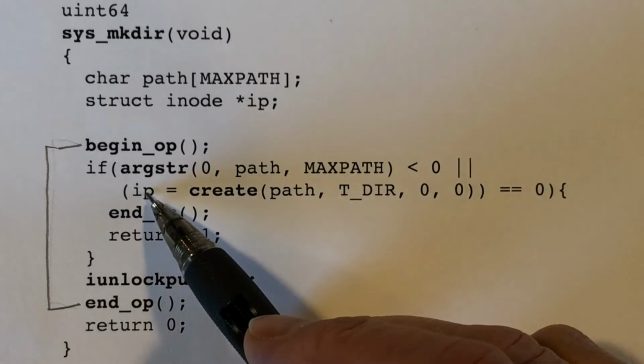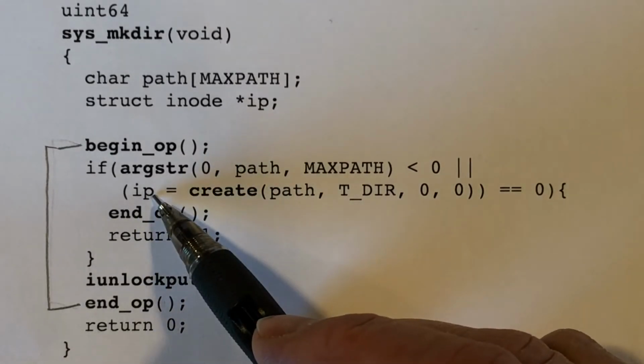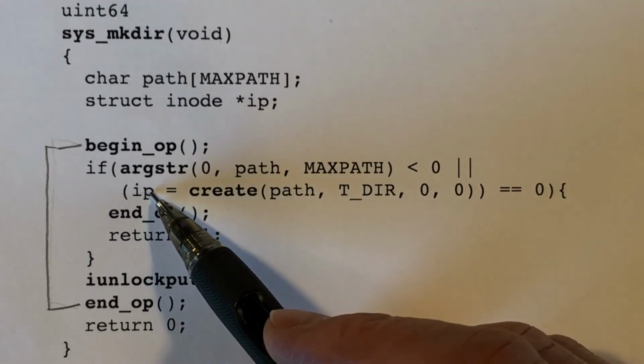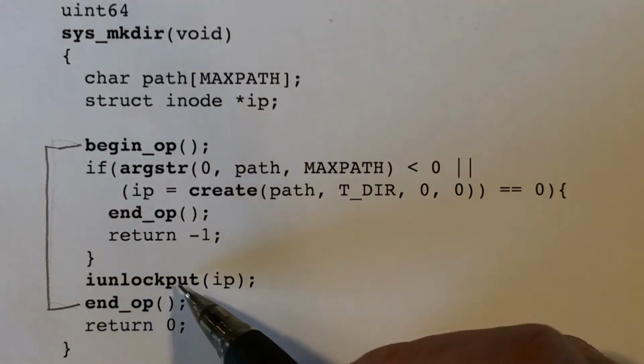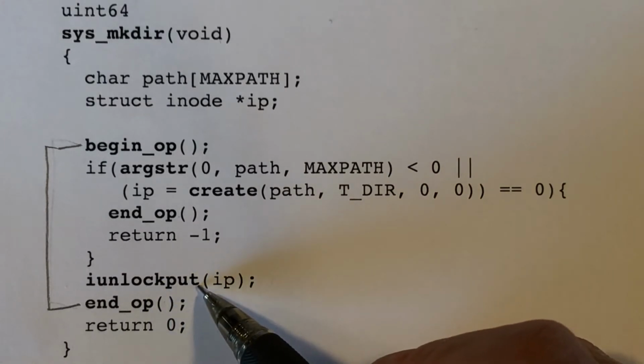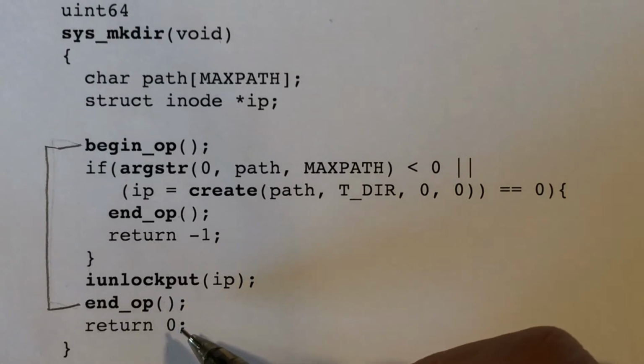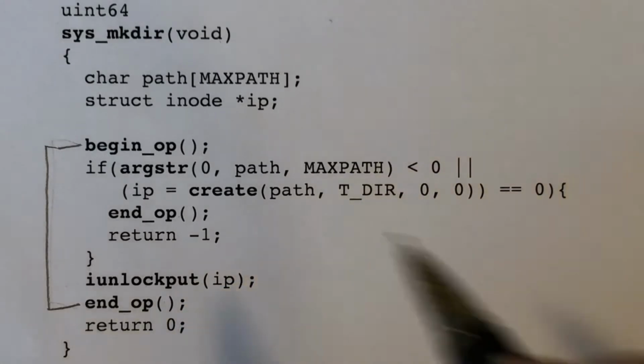But if it's succeeded, well, we don't really need to do anything more. So we have locked this inode, so we need to unlock it and then decrement the reference count for the inode. And so we do that here, end our transaction, and then return 0.